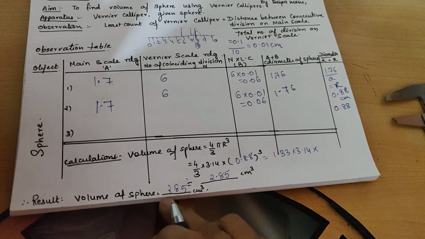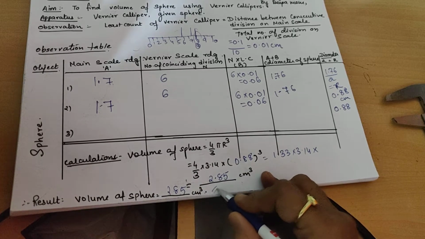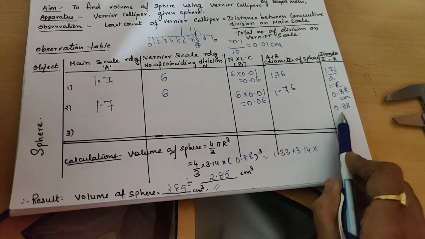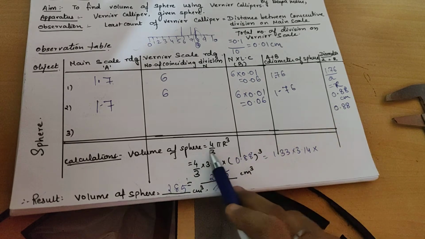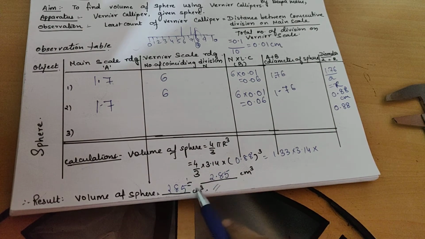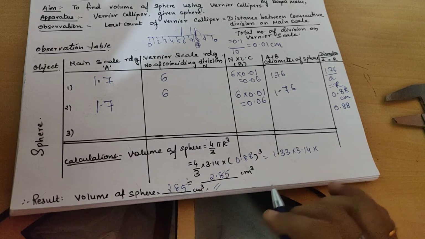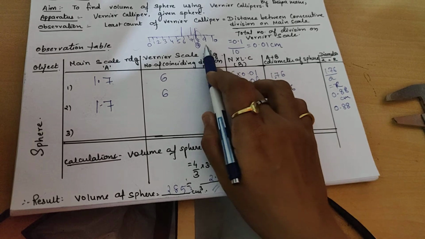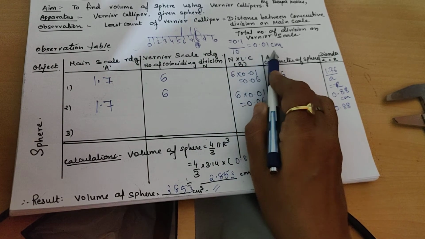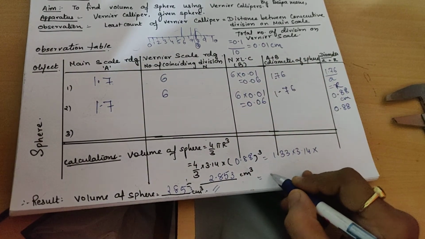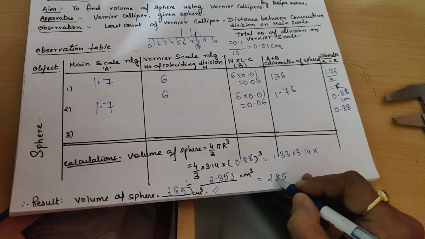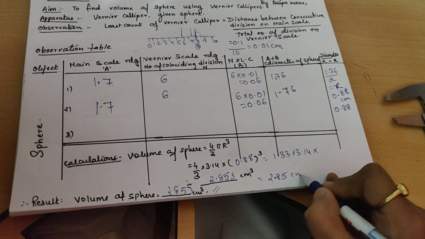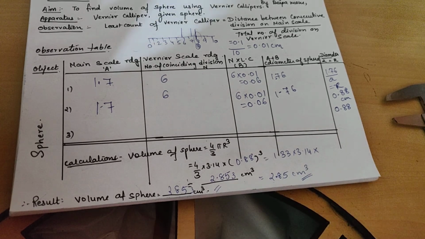This is the volume of the sphere, and this is the required result. Fine. The volume of the sphere is 4 upon 3 pi r cube. R is 0.88 centimeter. So this reading comes out to be 2.85. In fact 2.853. Since you know that the least count of the vernier caliper is 0.01, we write only in two decimal places, or you can say with the resolution, so it comes out to be 2.85 centimeter cube. So this is the required answer. I hope you understand.